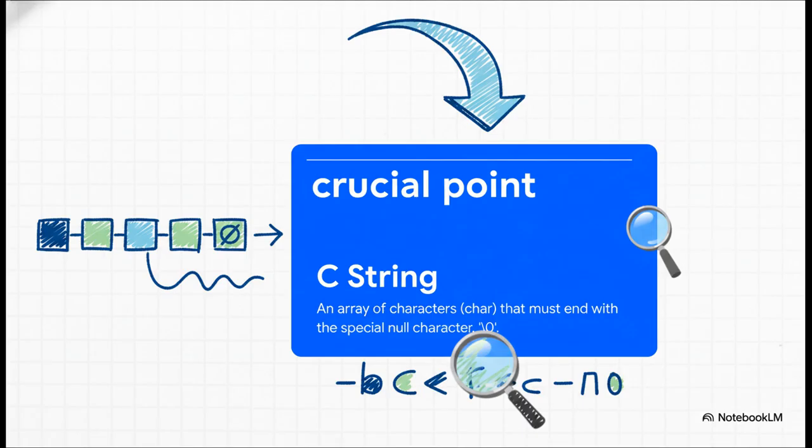So here it is. The big secret is, there's no secret. A C string isn't some fancy, special data type. Nope. It's just an array of characters. That's it. But, and this is the crucial part, it has one very, very important rule. It has to end with this special null character, the \0. Think of it like a stop sign at the end of a street. It literally tells the computer, hey, the string ends right here.